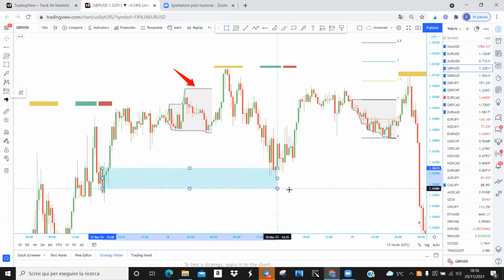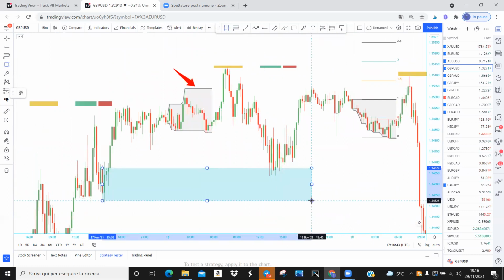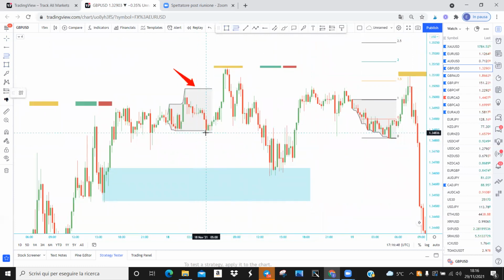Here we have our demand area. Here we have our Asian range. We put the projections. Okay, what do we reach? The 2 projection, and then we continue to the upside. So this could be a buy trade, and of course here we need to look for confirmation.